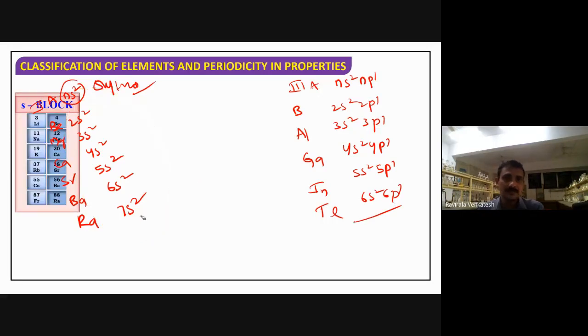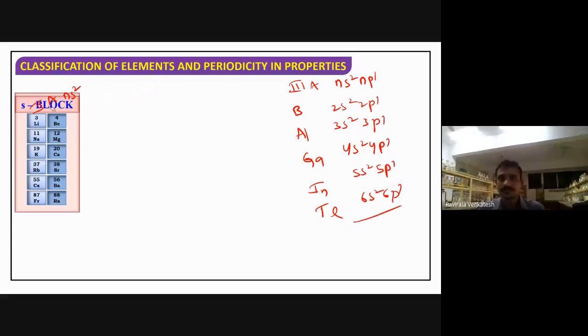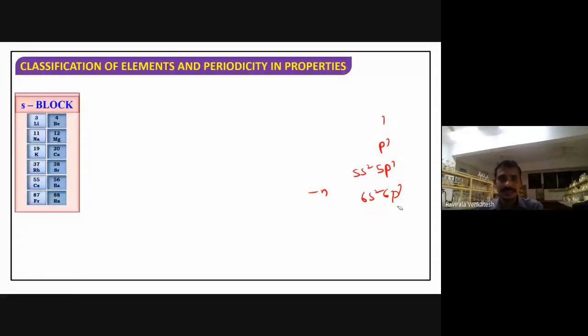Now let me see here. Finally, we'll take blockwise. How to classify the elements in terms of blockwise, S block and P block. Now S block will have first A group and second A group. Why? Because the electrons will fill in where? Here electrons are filling in ns1 orbital. Here electrons are filling in ns2 orbital. That is the reason they belong to S block. Here the differentiating electron is filling in which orbital? ns orbital.